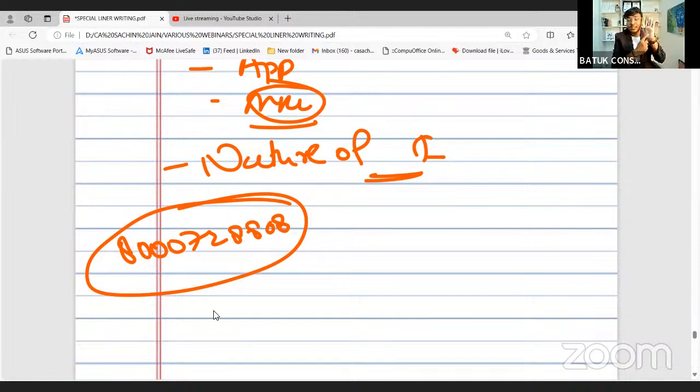Now, this is the most important thing, because in many cases we found that we are not taking the nature of industry.